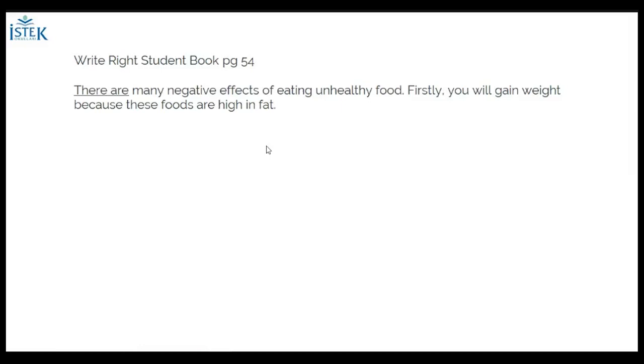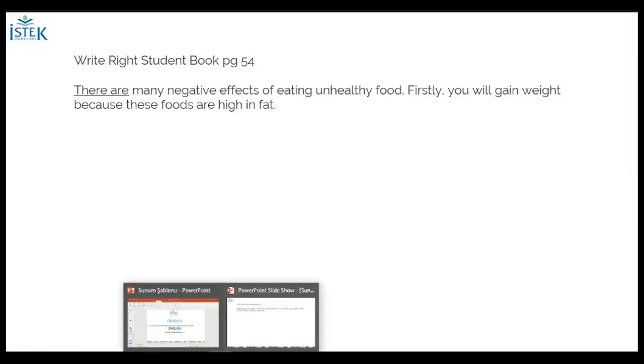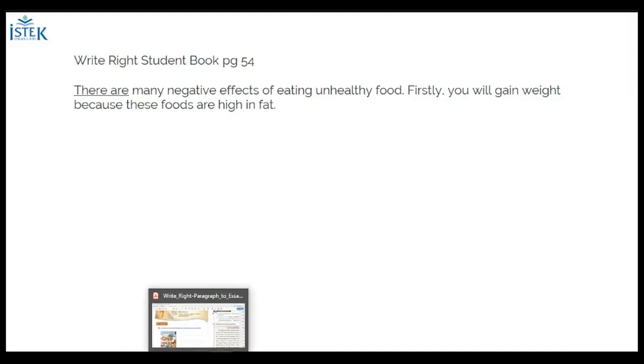Good. Now, after the lesson, I would like for you to write at least two more negative effects of eating unhealthy food. So you will add that to this. And then we will now move on to the second picture.